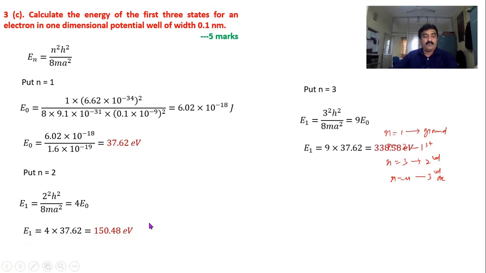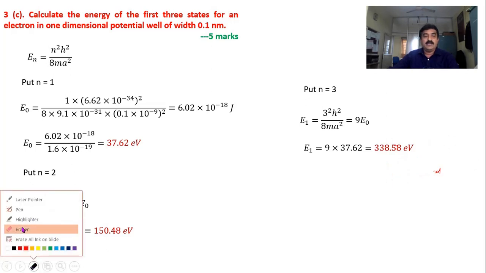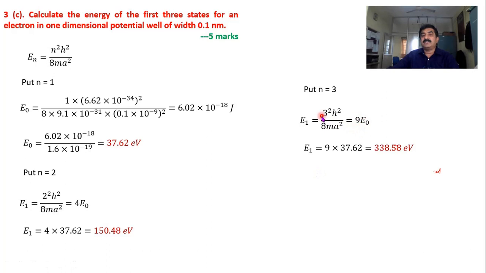Next I go for n is equal to 3. When I go for n is equal to 3, it is overlapping, so I erase this part. When I go for n is equal to 3, it will be 9 times E naught, because 3 square is 9. 9 into 37.62, that is 338.58 electron volt. So this is about the next level. See here, in this question they can twist.